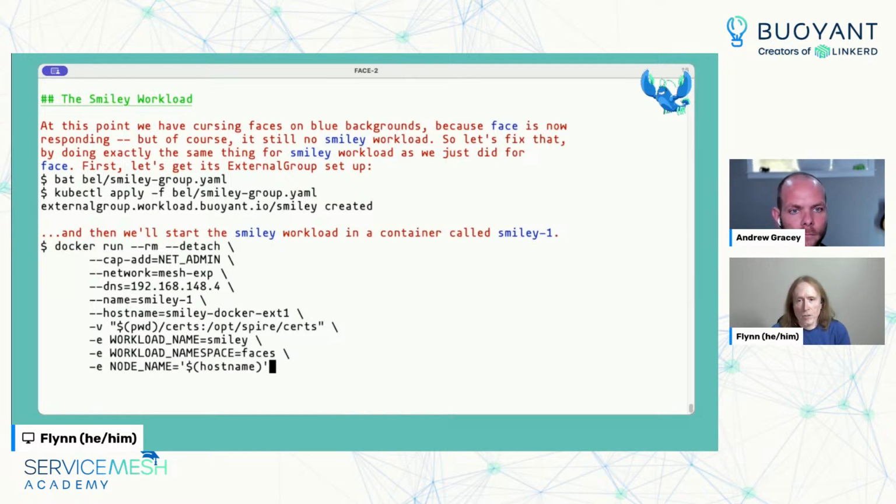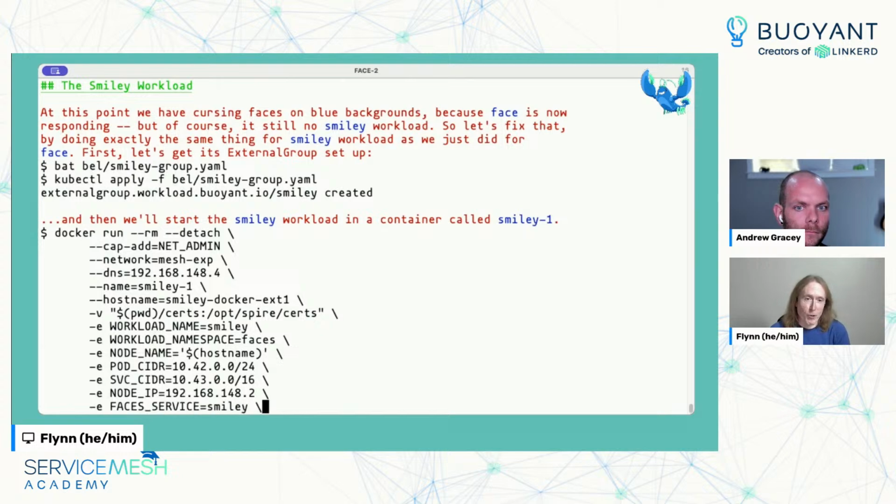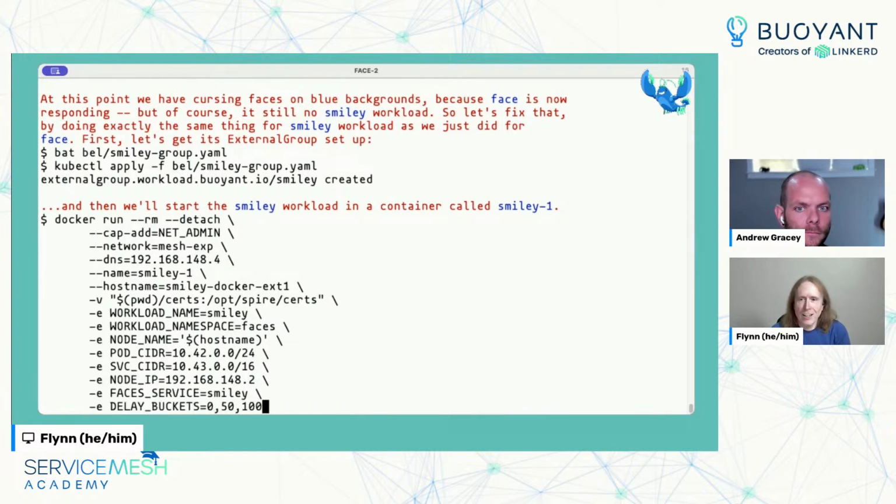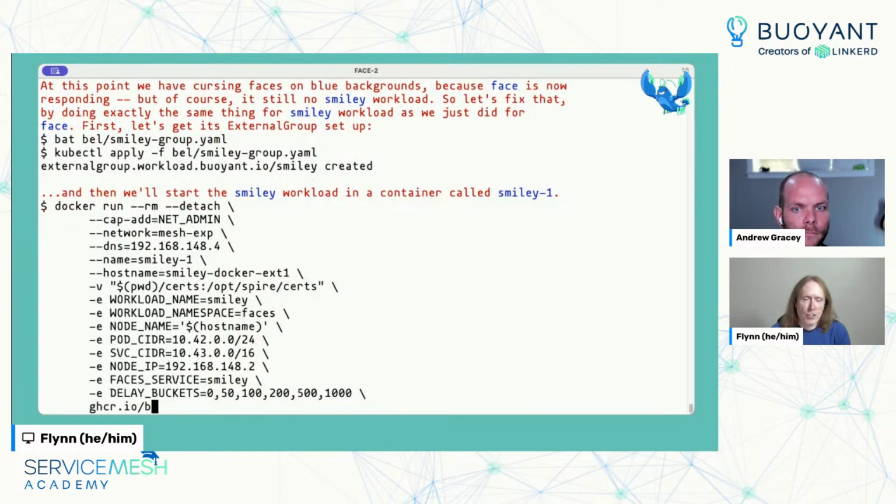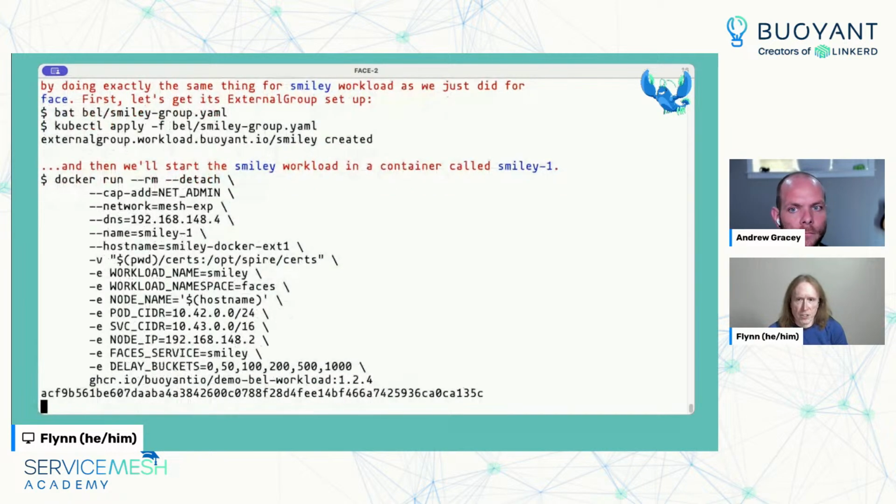You'll also note that there are kind of fewer. Sorry, we don't actually need that node name environment variable. That's left over from an earlier rev. Oops. You'll also notice that we don't have to set the smiley service and color service on this one because the smiley workload doesn't talk to any of that stuff. So let's fire that up.